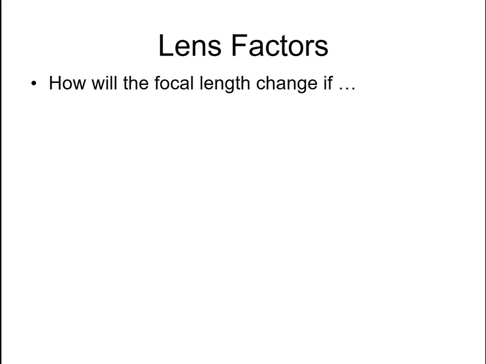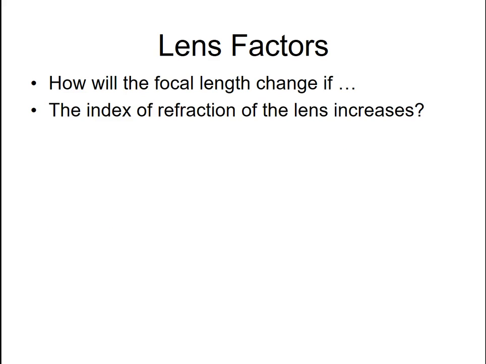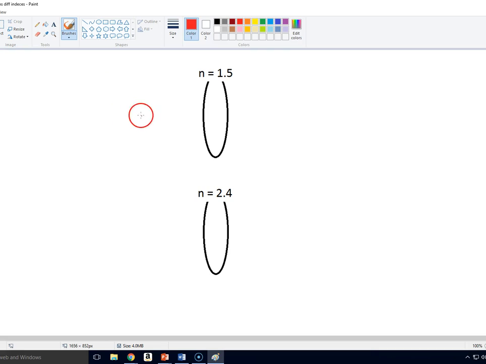So let's look at the second question. How will the focal length change if the index of refraction of the lens changes? So let's go ahead and draw this out again. All right, so here we have our two lenses. And so the first one, we're just going to treat this as just kind of a normal situation. It's going to bend, it's going to refract, and we're going to get our focal length over here.